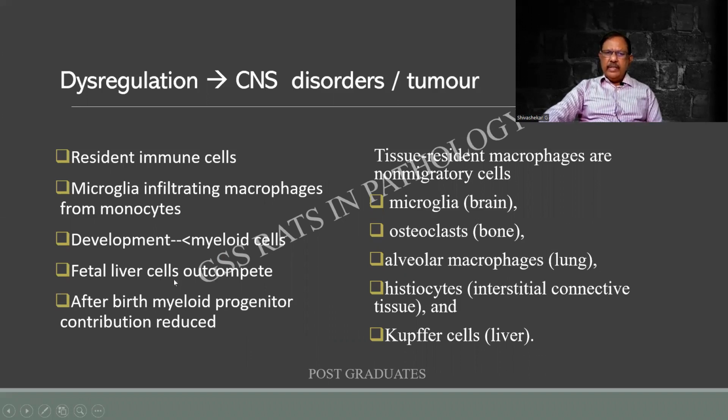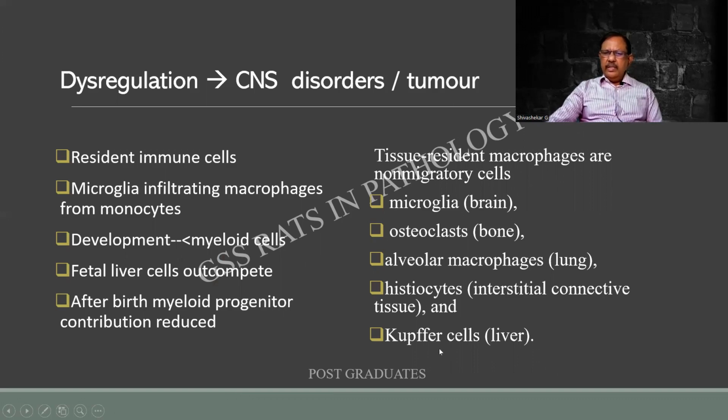Sometimes the fetal liver cells outcompete. Therefore, you find one particular group overgrowing the other. And after birth, you find that the progenitor cells get reduced. Because of all this, you find that there is either an excess or a decrease in any one lineage, which leads to dysregulation, resulting in CNS disorders such as multiple sclerosis or in tumors such as the glioma.